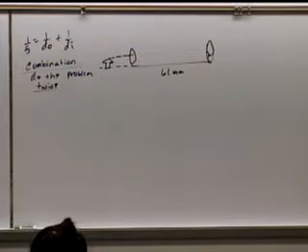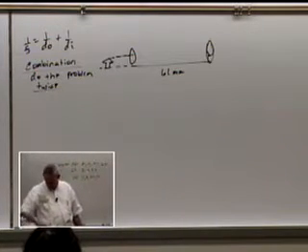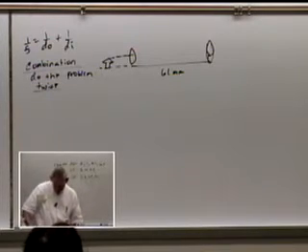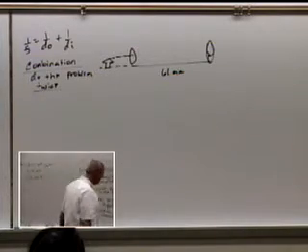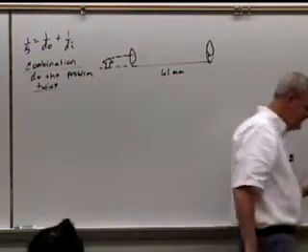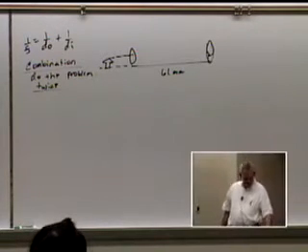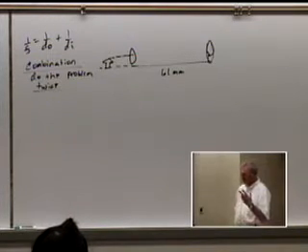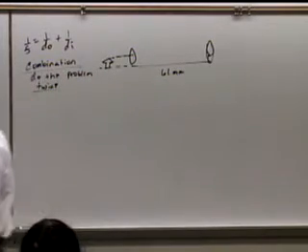So here's what we've got: an objective and an eyepiece. When you have lenses in combination, like for a microscope, you've got two lenses. You've got your objective lens, and you've got your eyepiece lens.